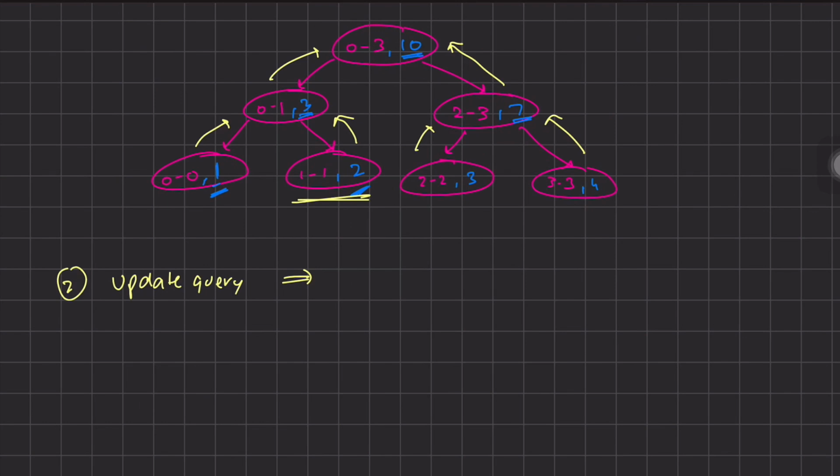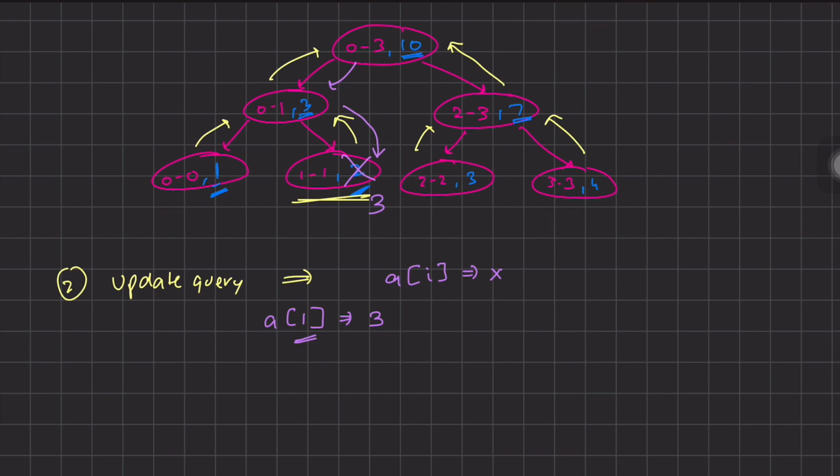Now that I am done with my sum query, let me show you how update query works. In update query, what we are doing is updating an index I with value x. Let me take an example. Suppose I want to update the first index as 3. Now, as I know that I want to update the value at index 1, I will propagate till index 1 in my segment tree and update this value to 3.